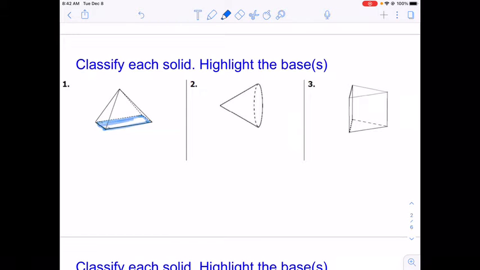Okay, pyramids are made up of a bunch of triangles. So in most cases it's obvious which is the base here, so that means this is going to be a rectangular prism or pyramid. Okay, the next one here, this is a cone. There's only one name for it here, so we'll highlight our base here, which is a circle. All right, the next one here, I'll go ahead and highlight. This is going to be a triangular prism because the bases are triangles and the sides are rectangles.